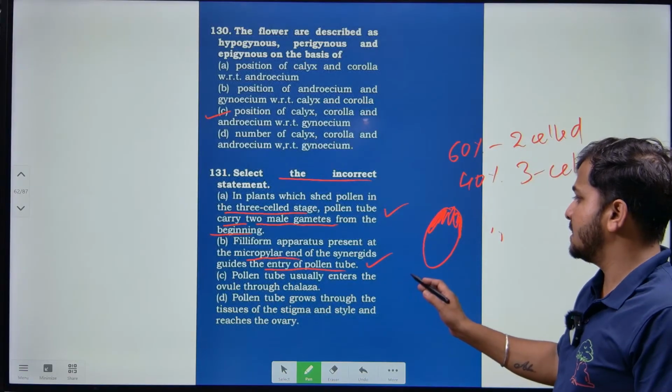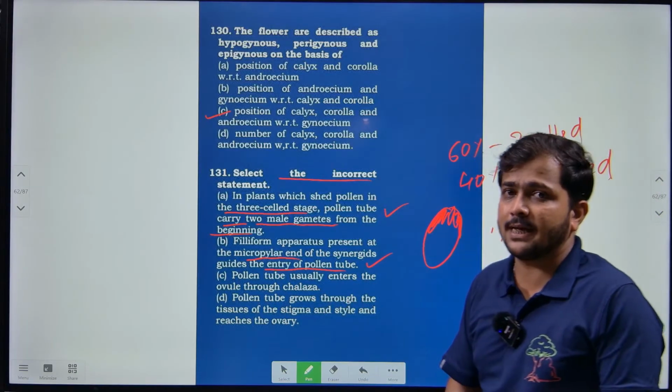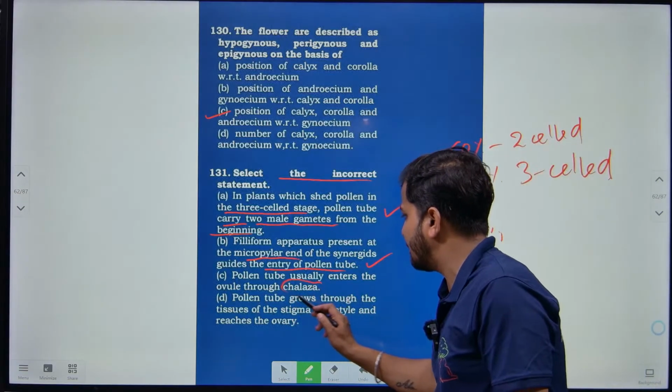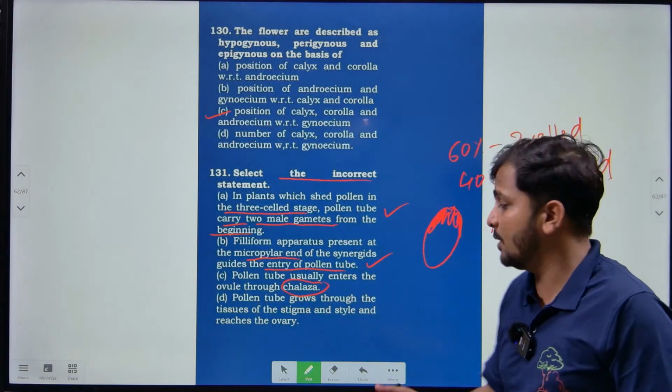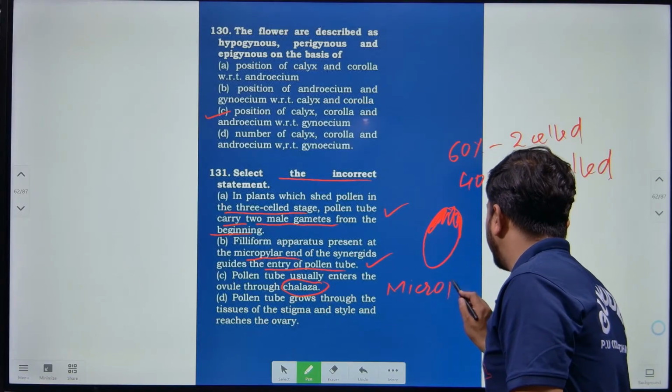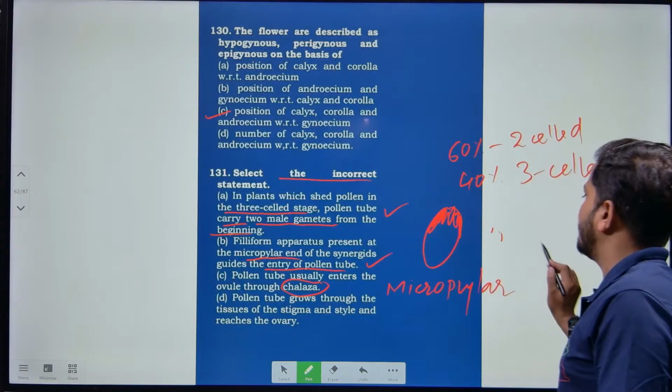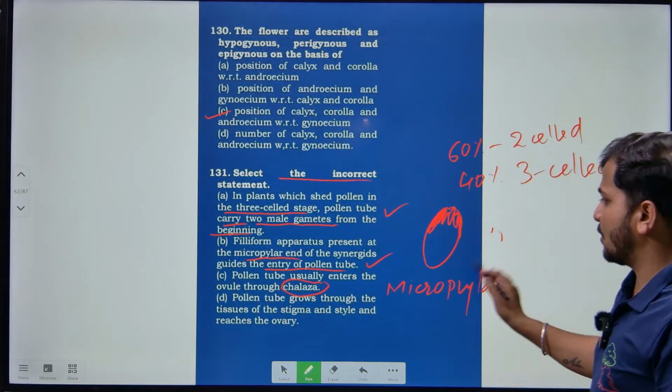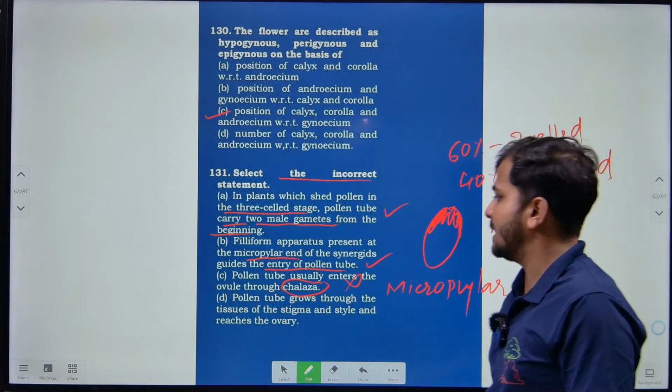Pollen tube enters through the ovule with the chalaza, is what they are saying. Chalaza is the basal part of the ovule. So actually the pollen tube will enter through the micropylar end, not the chalaza, right? So micropylar end it should be. So this statement is wrong.